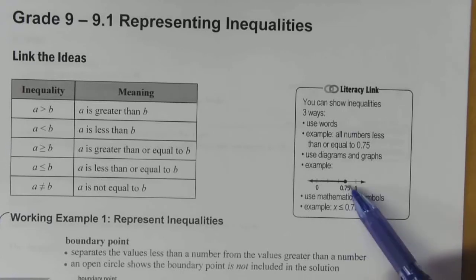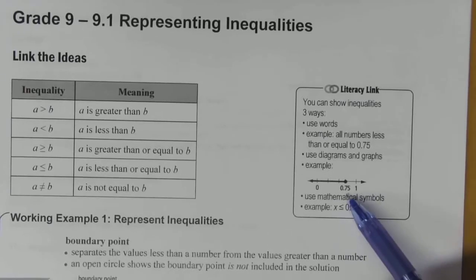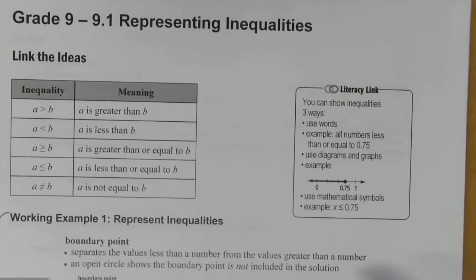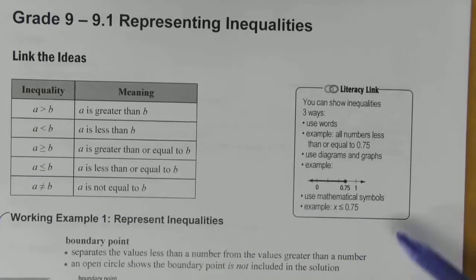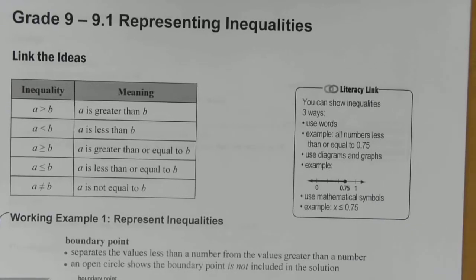Something we'll get to a little later on. You can actually use a circle on 0.75 if it means it's just less than 0.75, but for less than or equal to, you actually color in that circle. And then you can use the mathematical symbols like we talked about over here on the left. For example, x is less than or equal to 0.75. So that's 3 ways to represent the exact same meaning.